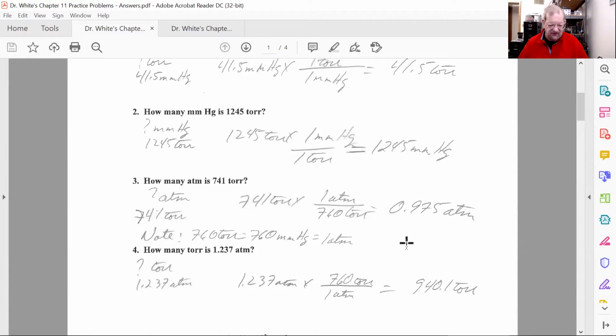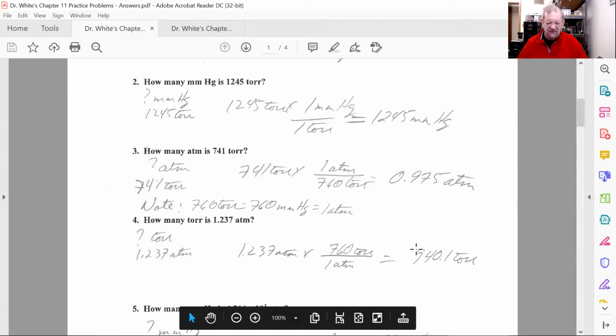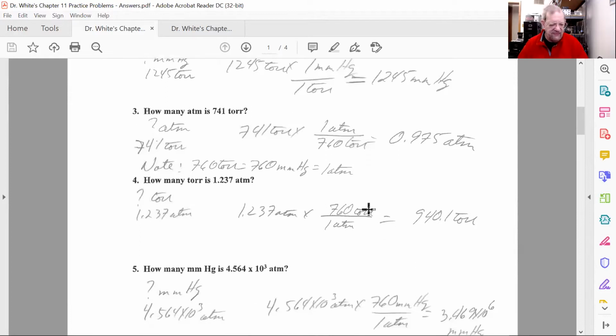My answer is 3 significant figures. And notice, I did it on test 2, number 4: how many torr is 1.237 atmospheres? Trying to find torr. We're given atmospheres. We're going to torr. Torr goes on top using unit analysis, your good friend. Atmospheres goes underneath. These are exact numbers, so my answer is 4 significant figures.